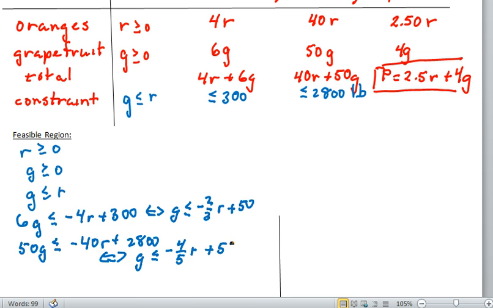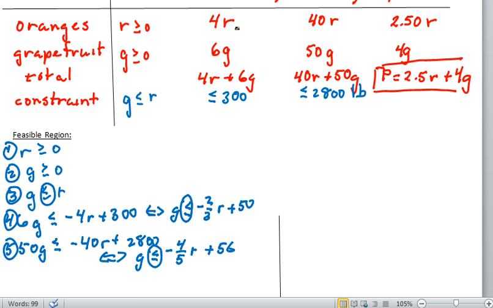The reason I did that is to show you that in constraints 4 and 5, as well as 3, we get G less than or equal to a function of R. So we're going to be looking underneath the lines. We want to find the points that are on or under all three of those boundary conditions and in the first quadrant or the adjacent axes.